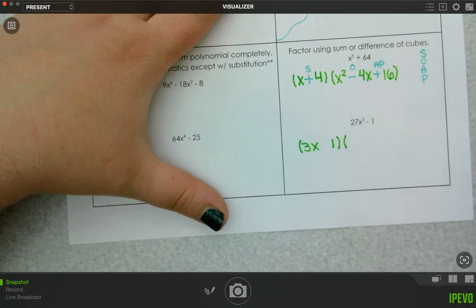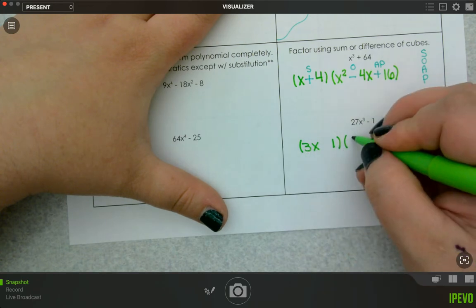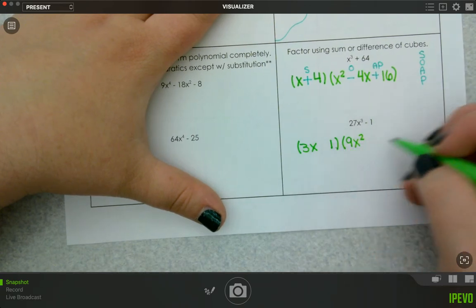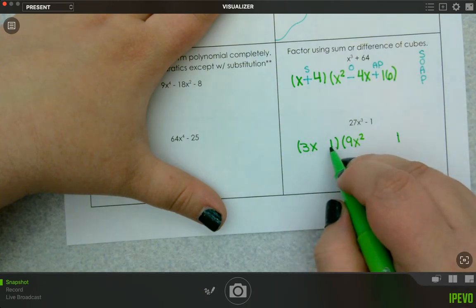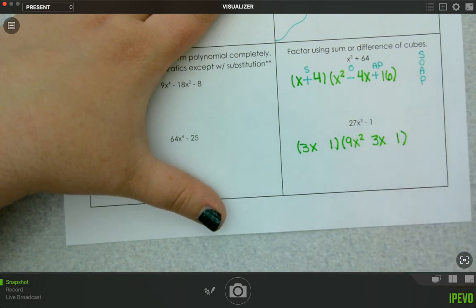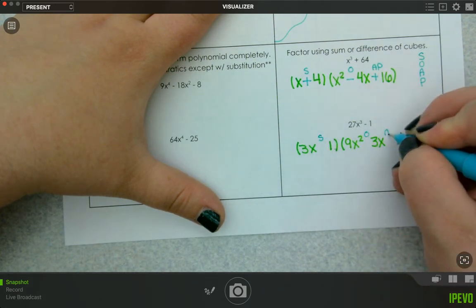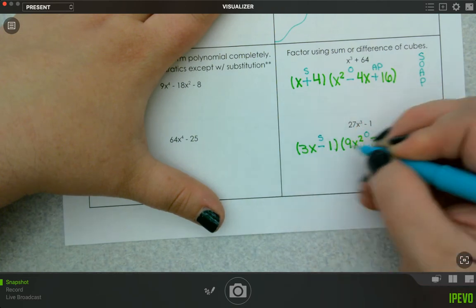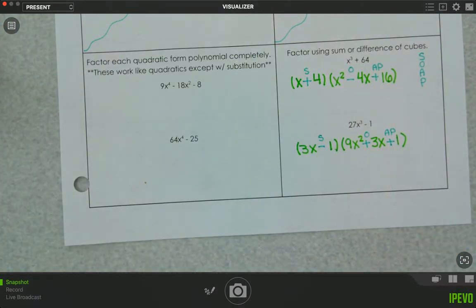Then I'm going to square those two new things. When I square this, I have to square the 3 and the x. So that's going to make 9x squared. And then I'm going to square the 1. And in the middle, I multiply 3x times 1, which is 3x. And then I'm going to go follow my signs. Same, opposite, always positive. The sign is a minus this time, so I'm going to go minus, plus, plus. And there you go.